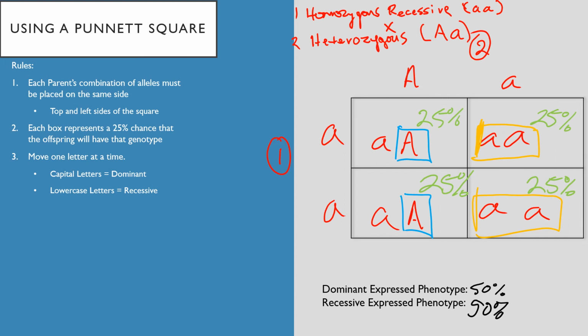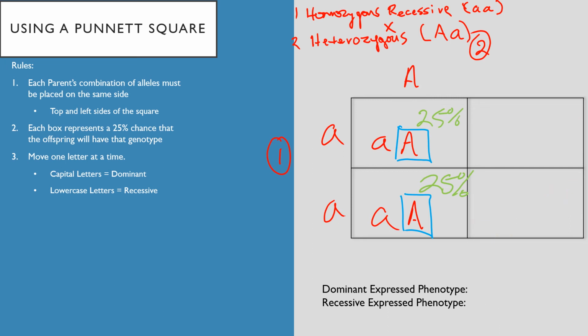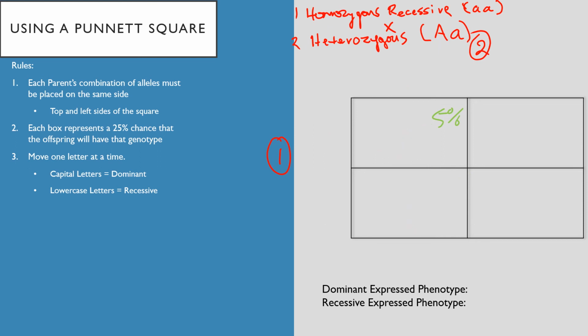All right, we're going to do one more example really quick. And this is my favorite because this expresses how I got my eyes. I have blue eyes, and both my parents have brown eyes. So the question is, how did I get that?